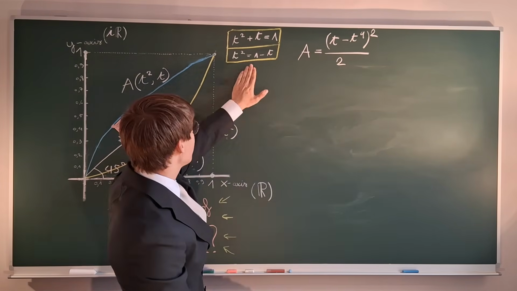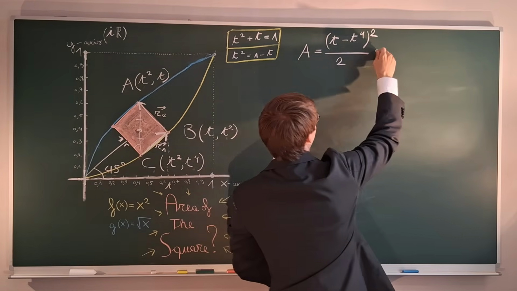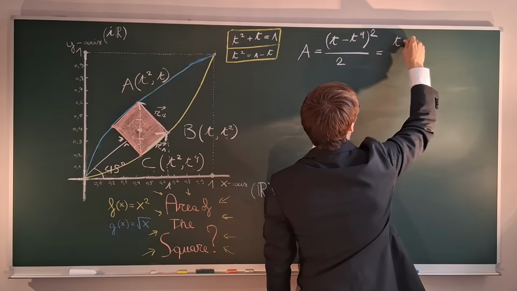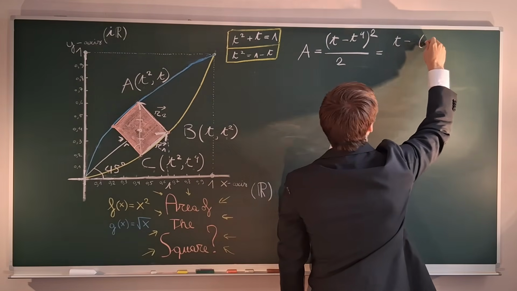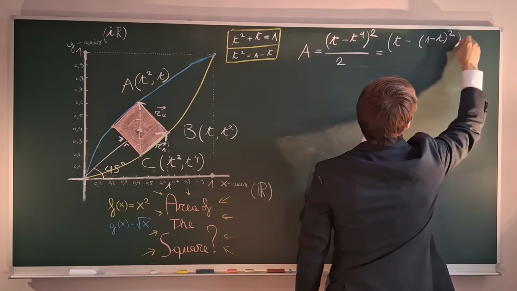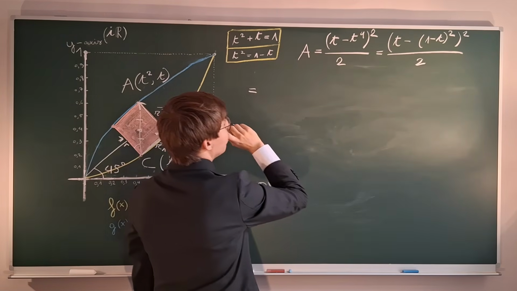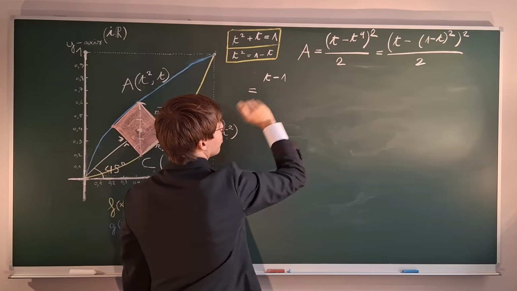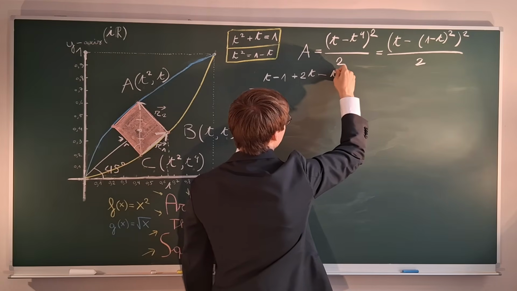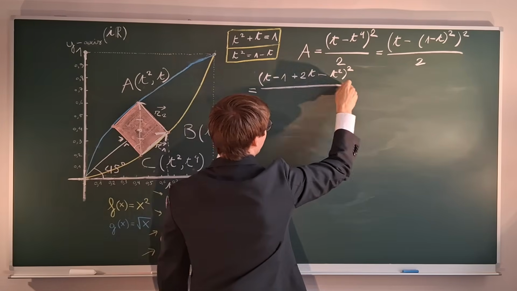And let's now try to use these equations to simplify this expression. So t to the power of 4 is equal to t squared squared, so that this becomes 1 minus t squared over 2, which is equal to t minus 1 plus 2t minus t squared, and this whole thing squared divided by 2.